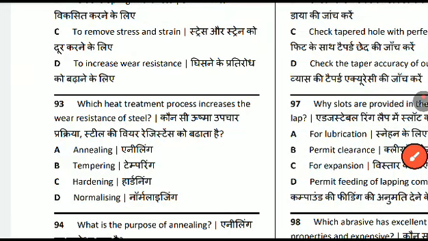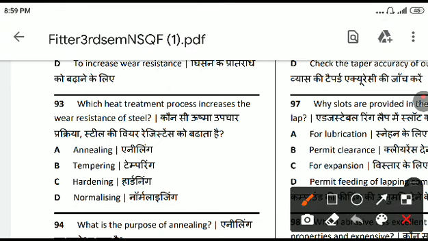Which heat treatment process increases the wear resistance of steel? Option A, annealing, option B, tempering, option C, hardening.